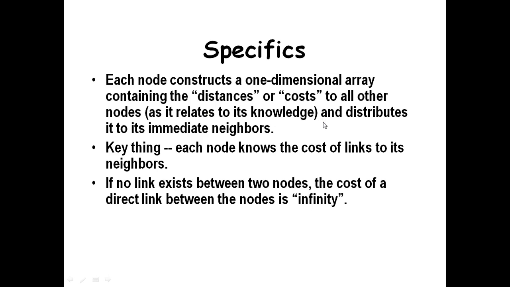Each node constructs a one-dimensional array containing distances to all other nodes and distributes it to its neighbors. That is, each node in a graph constructs how far it is from all other nodes and sends its values to all its neighboring nodes. The key thing to note here is that each node comes to know how far it is from its neighbors, that is, the cost of links to its neighbors. If there is no link between two particular nodes, then the cost is considered infinite.